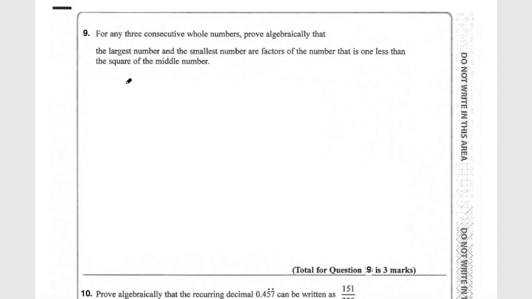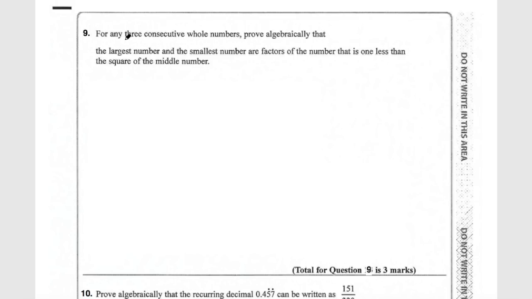Question 9 says, for any 3 consecutive whole numbers, prove algebraically that the largest number and the smallest number are factors of the number that is 1 less than the square of the middle number. Okay, another kind of word spaghetti type of question, but let's break this down and then work it out.